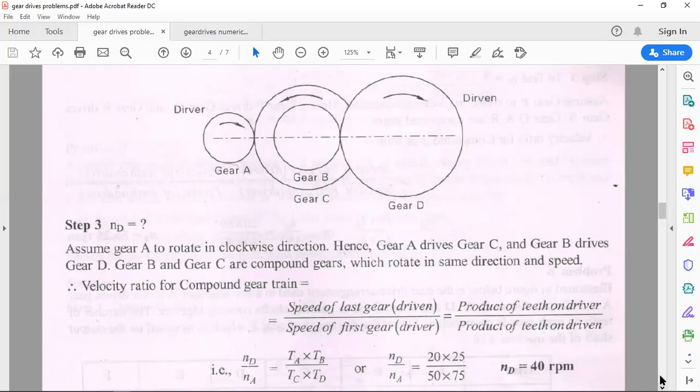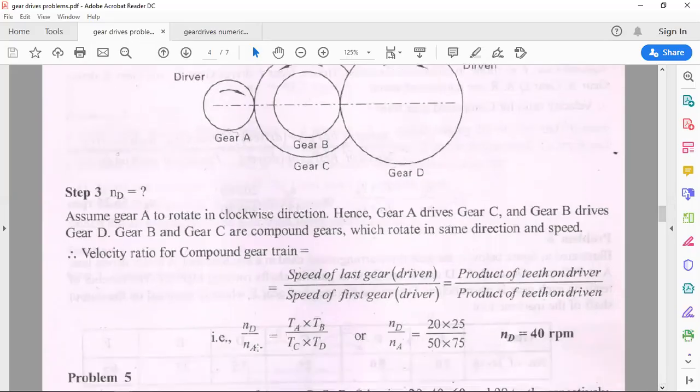So based on this equation, ND by NA is equal to the product of teeth on the drivers. Which are the drivers here? Gear A is a driver, and gear B is also a driver, because gear B drives gear D and gear A drives gear C. So the product of teeth on the driver is TA into TB.